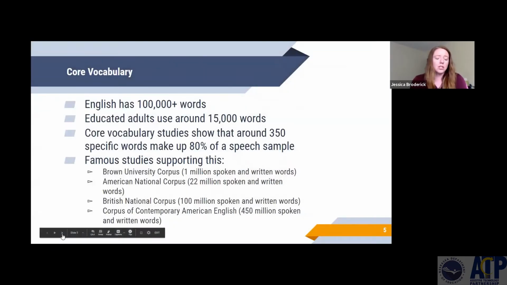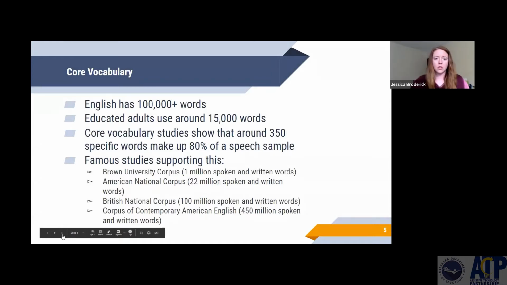So research tells us that English has 100,000 plus words. So there are a lot of words that we have access to, and educated adults use around 15,000 of those words that are in their vocabulary in their normal repertoire. There have been a lot of studies about core vocabulary. And you can see I've listed 4 of those at the bottom. We won't spend time going over those.